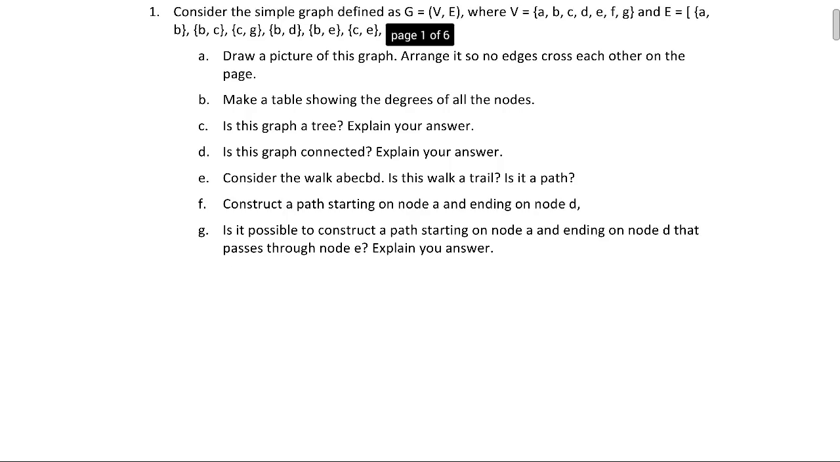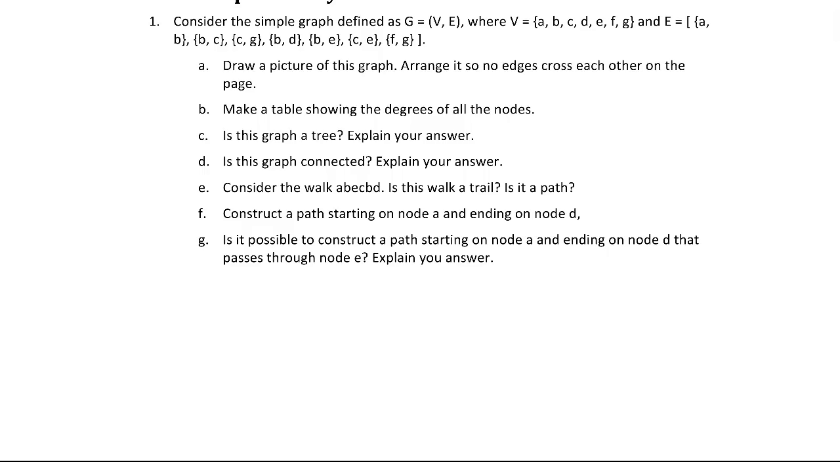Okay, so in this video I'm going to do this example problem. We're given a graph G which is made up of vertices and edges. The vertices are A through G, and the edges are given as seven sets of vertices. It's important that these are sets, in which case they are undirected edges between the vertices. It first asks us to draw a picture of the graph, arranging it so no edges cross each other on the page.